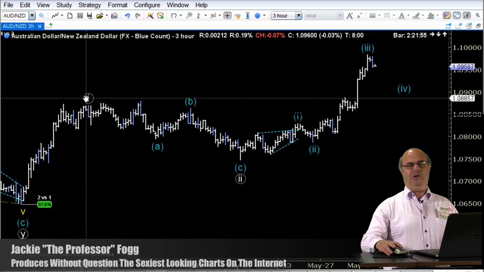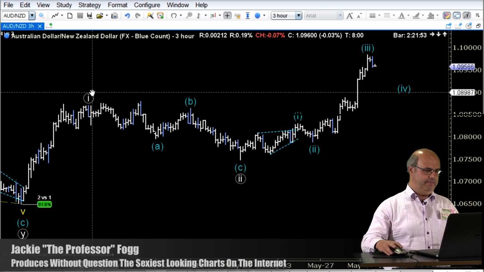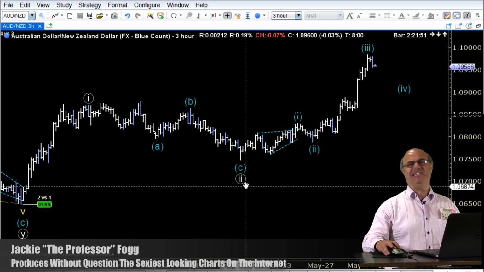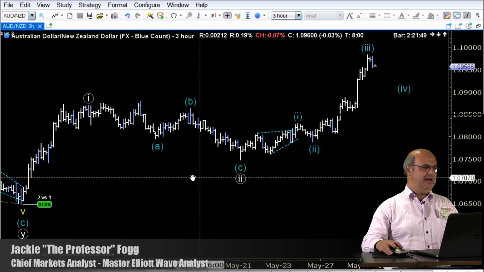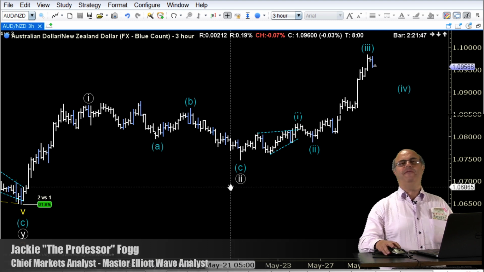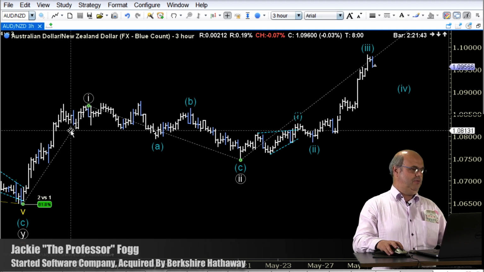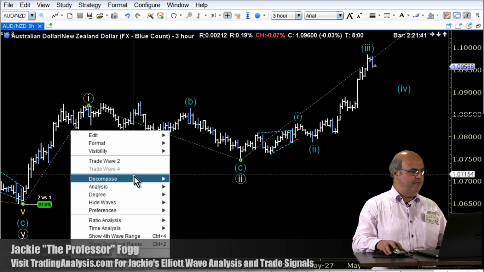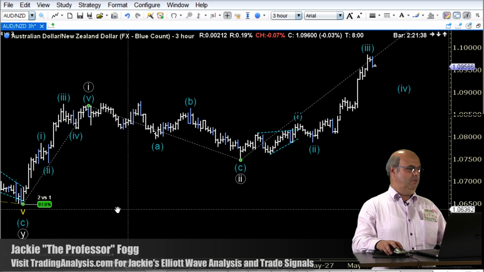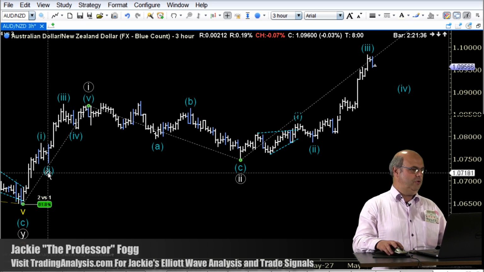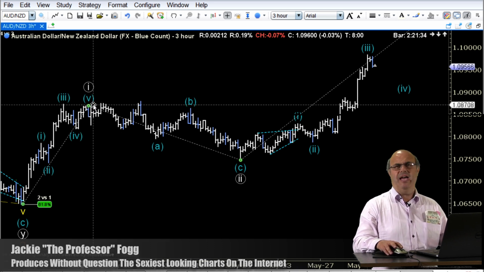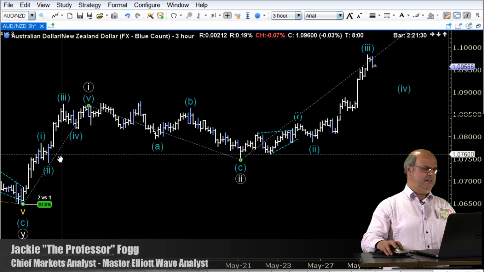This is the first wave, white circle 1. This is the second wave, white circle 2. And these waves are made up of 5s and 3s. Let me show you. Here is the first wave. It's made up of 5 smaller waves: 1, 2, 3, 4, 5. How difficult is that? Seriously, it's not that hard.